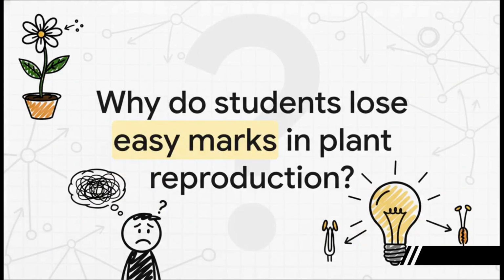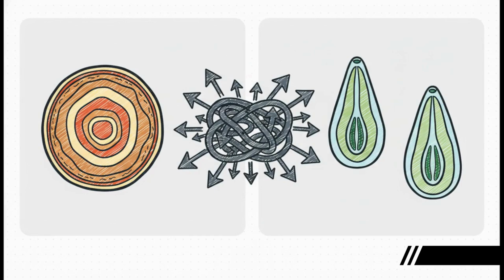So, why do students lose these easy marks? I mean, what is it about plant reproduction that trips people up in the exam hall? It's not that the topic itself is that difficult. Nope. The problem is almost always a single point of confusion, a mix-up that almost everyone stumbles over. And you know what? We are going to solve that for good. Right here, right now.